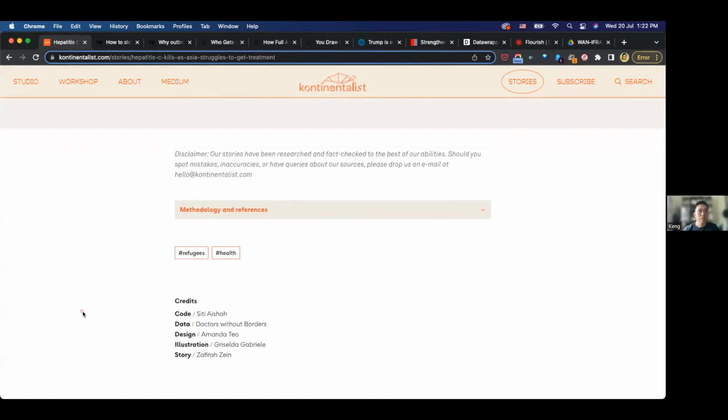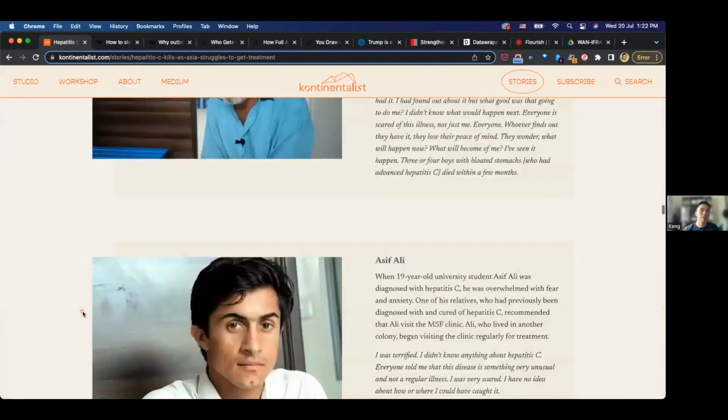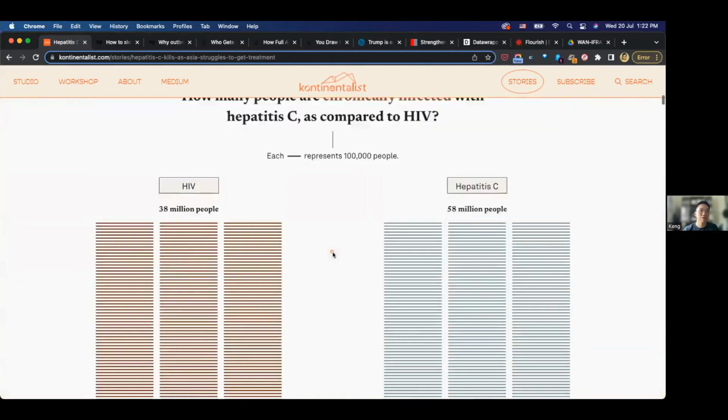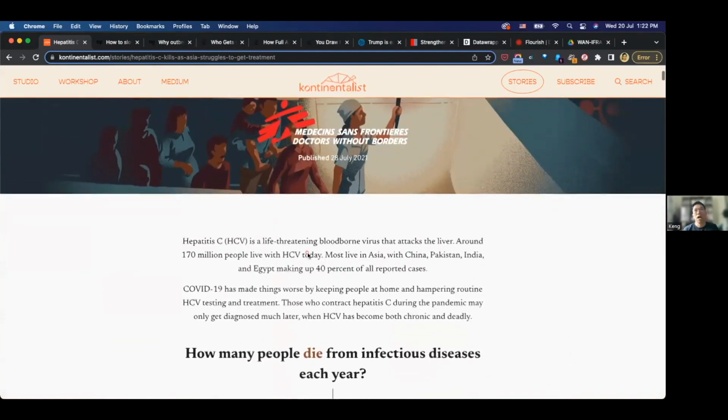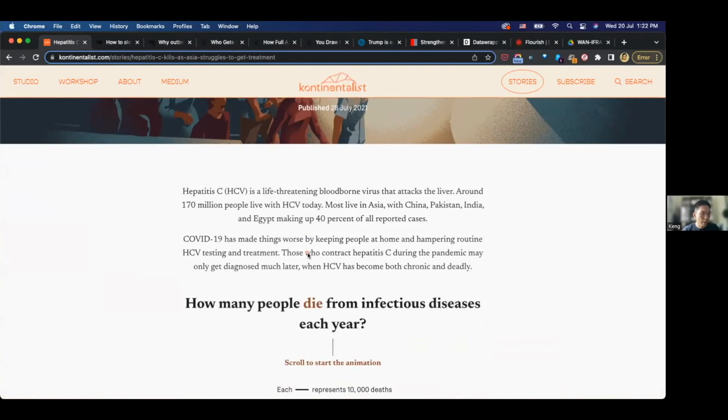So for me, this is a very good story of using data to show the scenario of the disease, okay? And not only that, but also use data to identify some of the causes of the problem, right? Inaccessible healthcare, very expensive drugs, and in some areas, access to hospitals involves very long distances of travel, right?